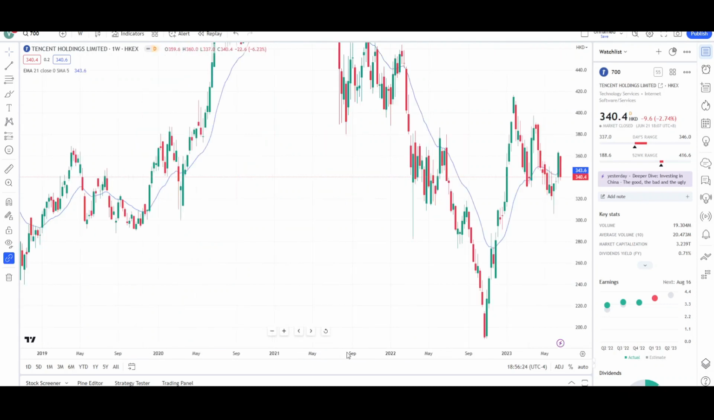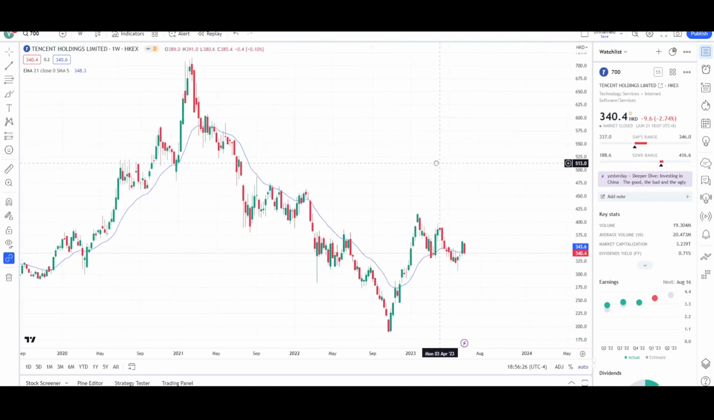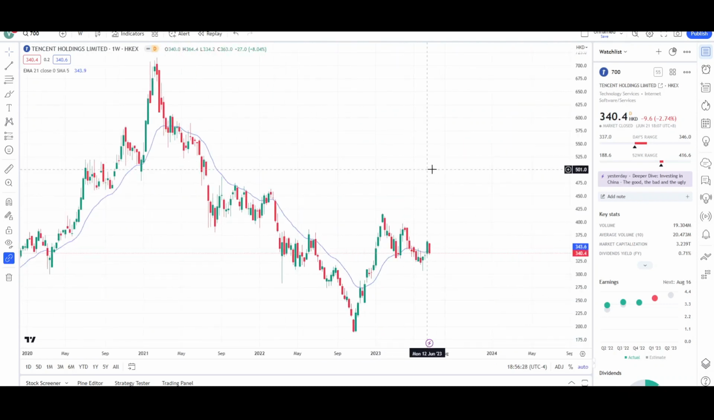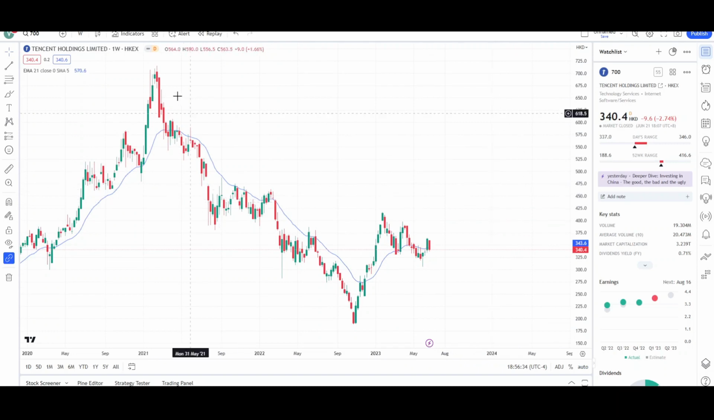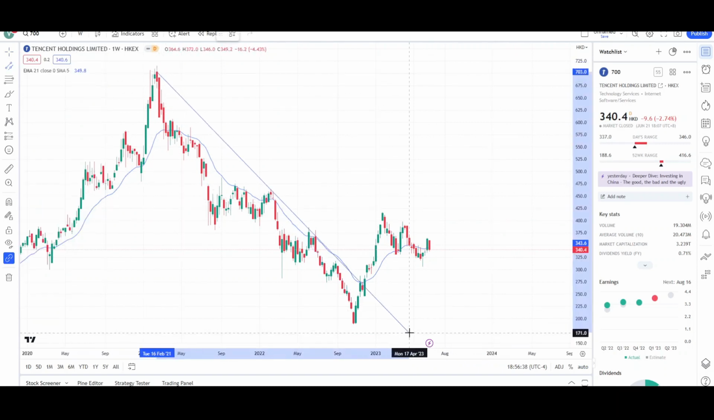Here is Tencent on the weekly chart. So on the weekly chart, it's a little bit different. We have this downtrend that traders are also looking at. So you can clearly see that the major pattern is still downward. So this is a downward channel in play. So connect the swings. This fits pretty good against the price action.